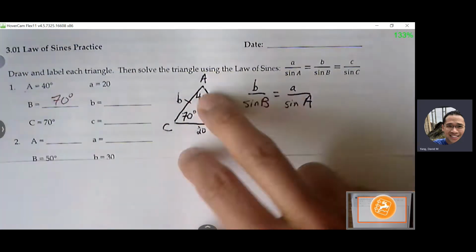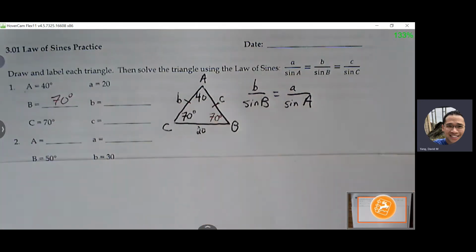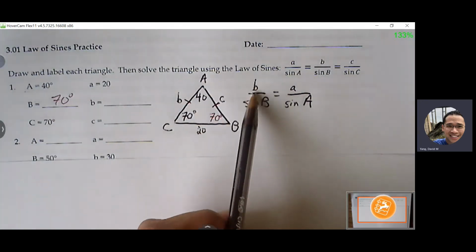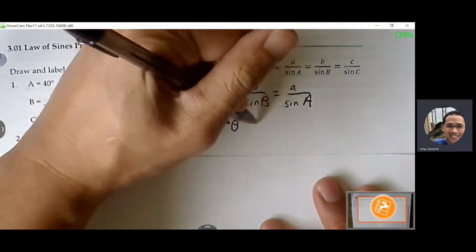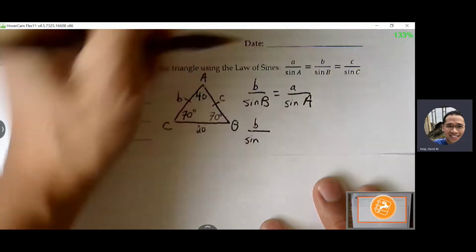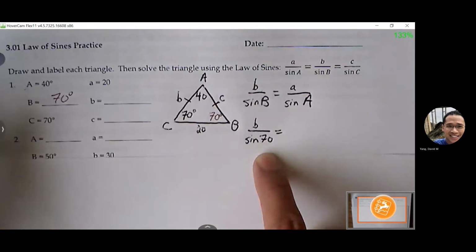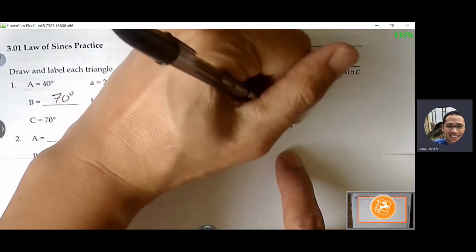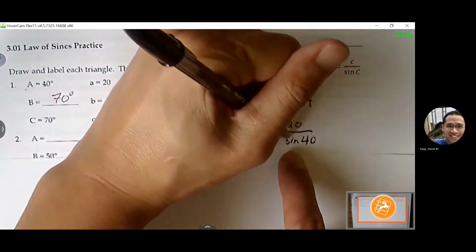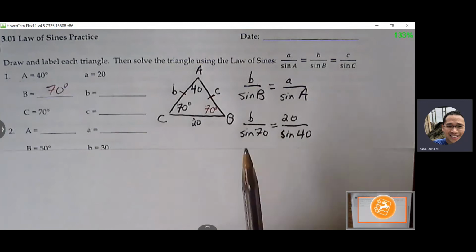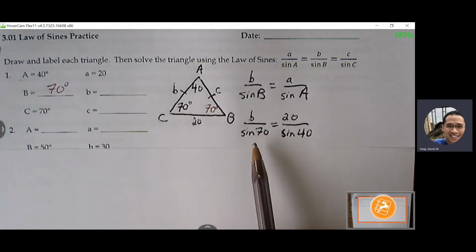Again, I'm choosing A and sine A because I have full information here. And I'm just choosing B because that's just the first thing I saw. I want my missing variable here, and I'm going to fill in the rest of this. I'll say B over sine of uppercase B. I know my angle B is 70. Side A is 20 over sine of 40. We know that we can solve for B because that's the only variable we have left here. Everybody okay so far?